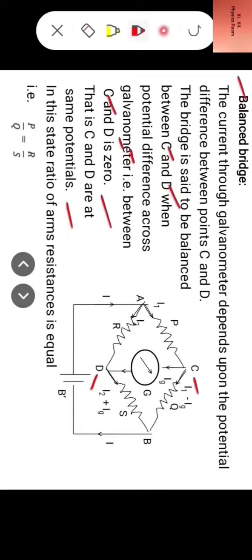Now in this state, ratio of arms resistance is equal, that is P by Q is equal to R by S. When the bridge is balanced, this ratio P by Q is equal to R by S.